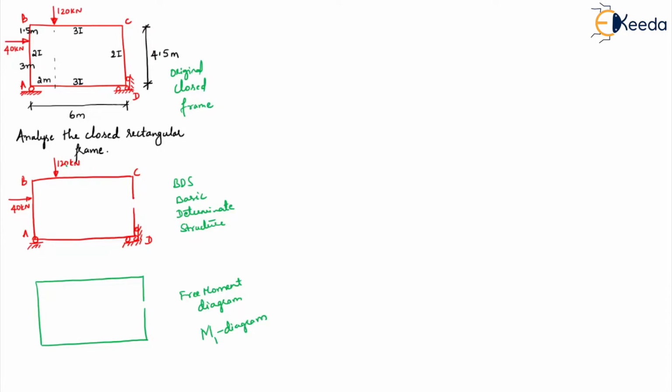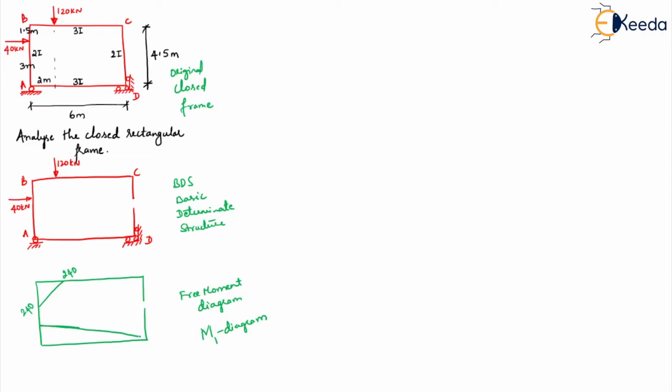Here the loading is 120 kilonewton. Now if you want the moment at point B, what is it? 120 into 2. So we shall draw it like this, so that's 240 and 240. Then coming to point A, if you want the bending moment, what will it be? 120 into 2 clockwise, that's 240, plus 40 into 3 clockwise, that's 120. So 240 plus 120, it will be 360.